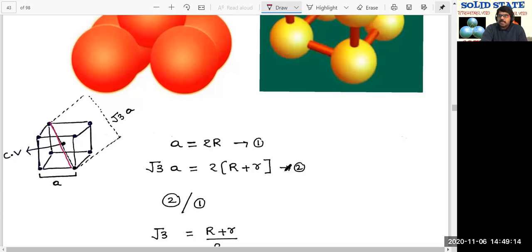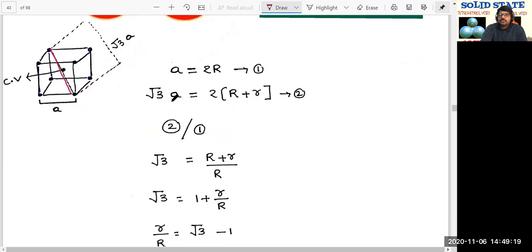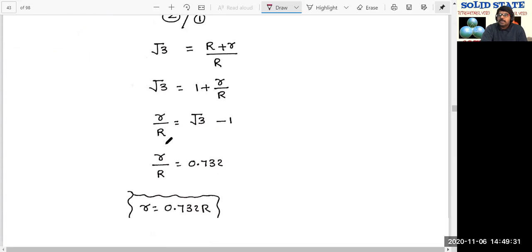plus small r). If you take the ratio of these two, A gets cancelled, 2 gets cancelled, and this is (capital R plus small r) by capital R, and this can be written like this, and sending this one to the opposite side, you will get the radius ratio 0.732. The radius of that cubic void is 0.732 times the radius of the particle which is forming the lattice.